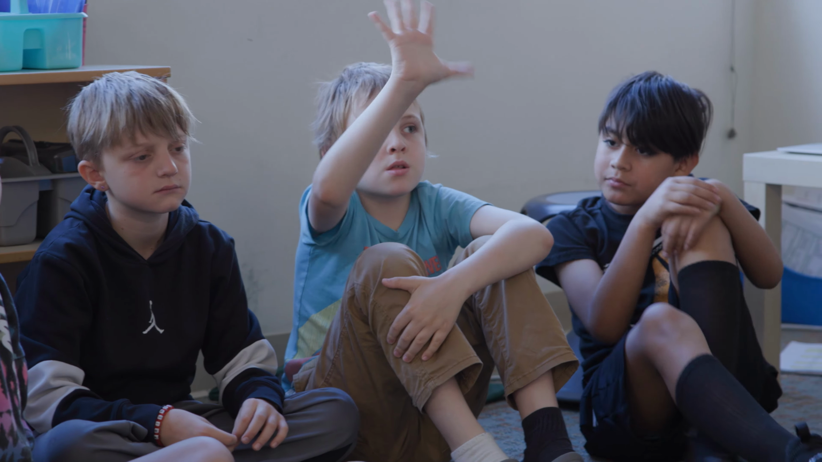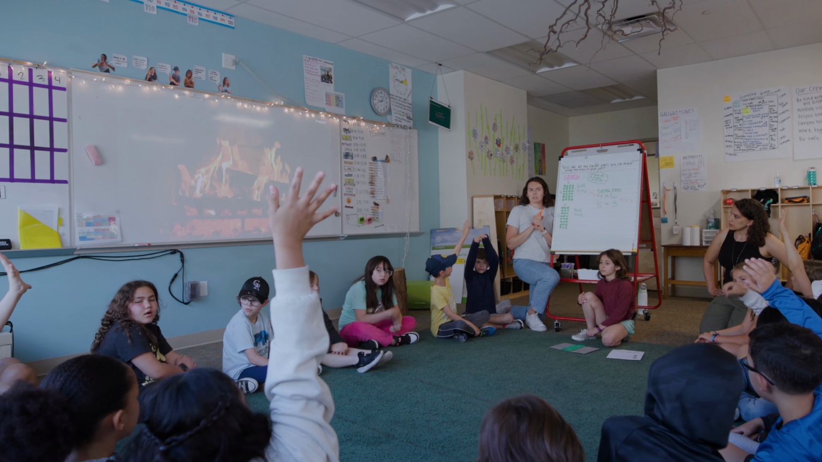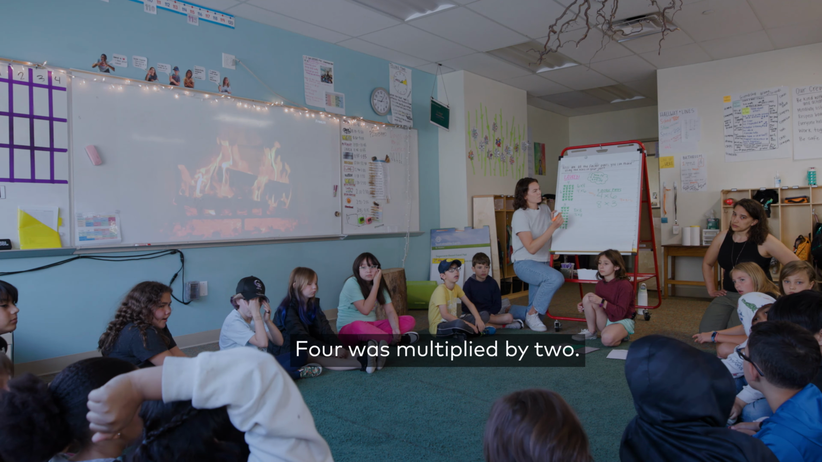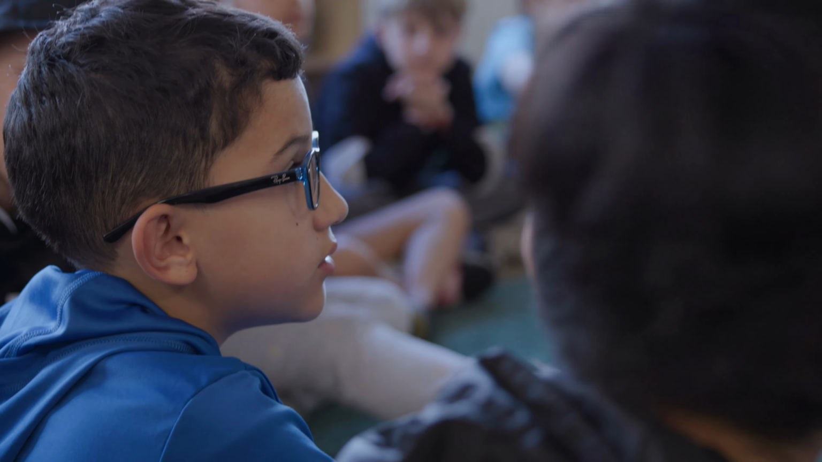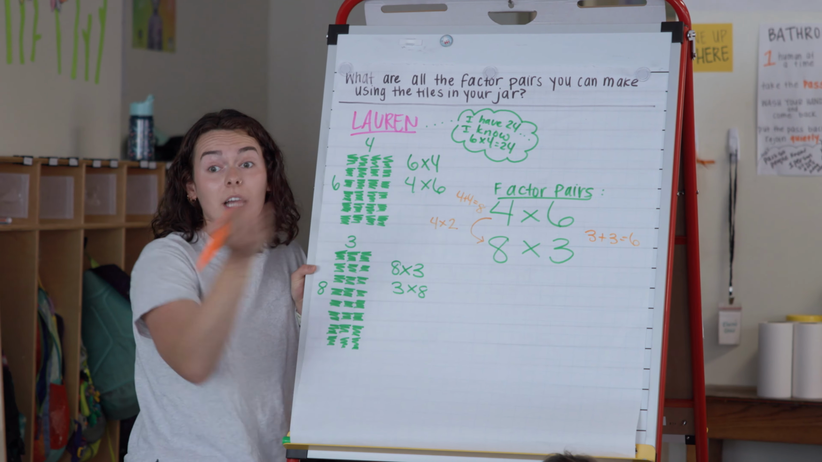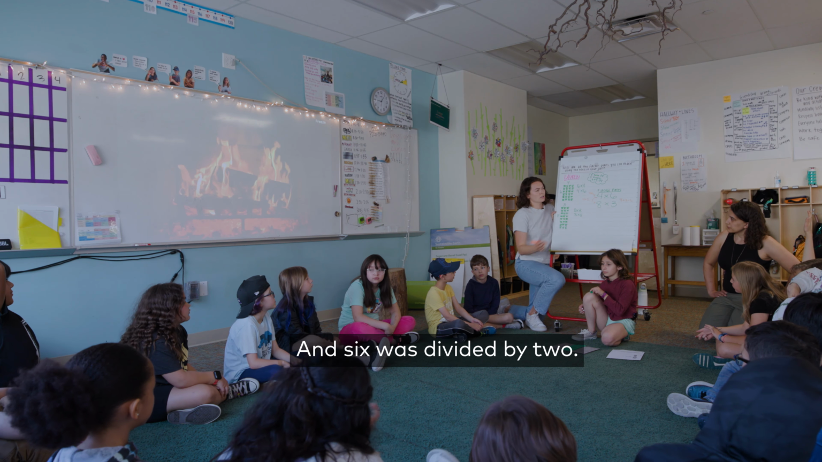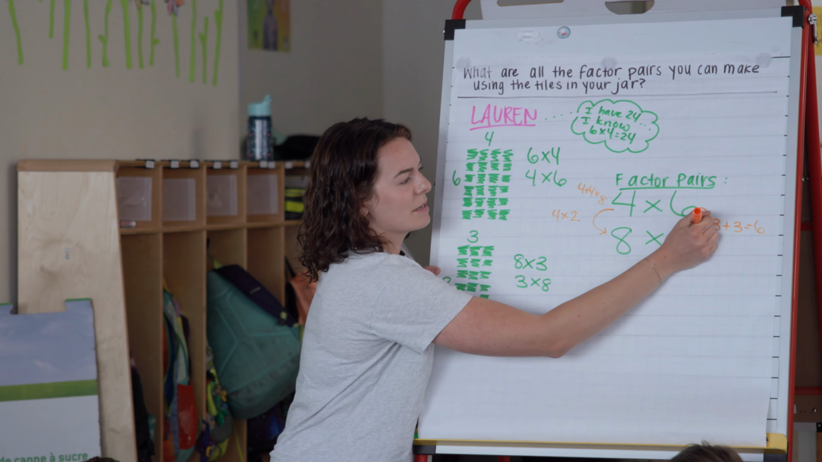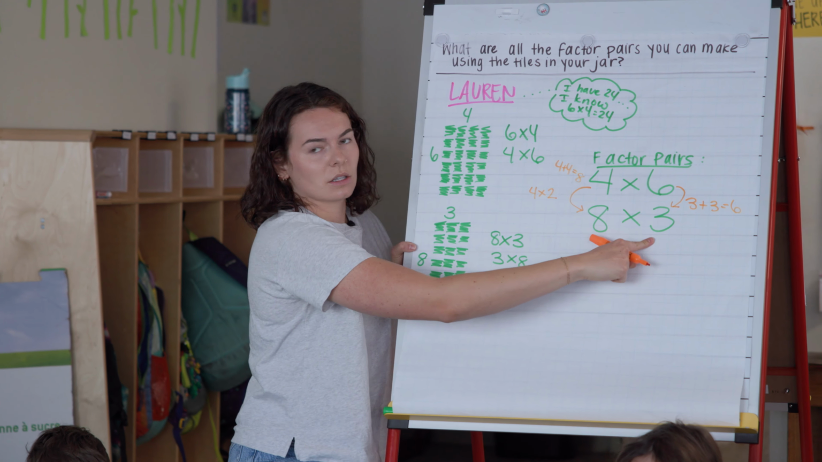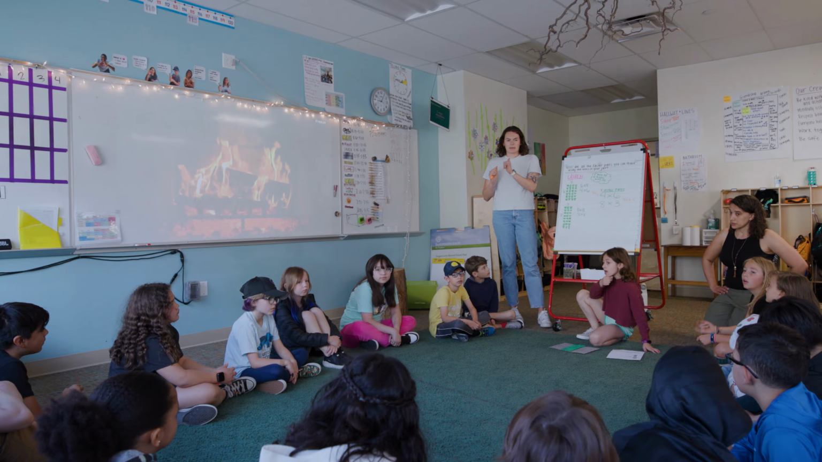Can someone build on and maybe clarify a little bit? Crosby. 4 was multiplied by 2. Which is another way to say 4 is doubled, right? And 6 was divided by 2. 6 was divided by 2 to get to what? 3. Huh. I see Kat noticed the same thing.